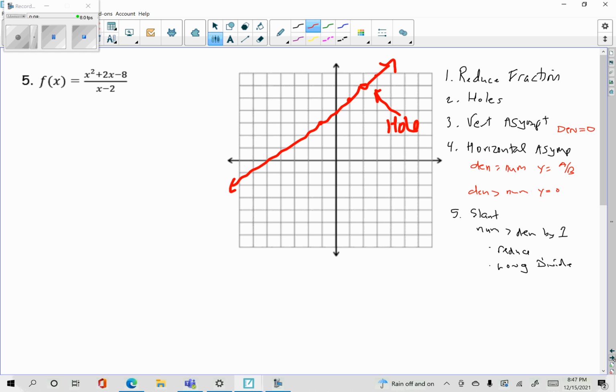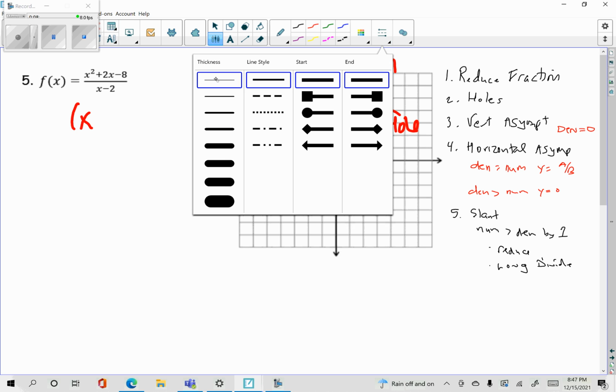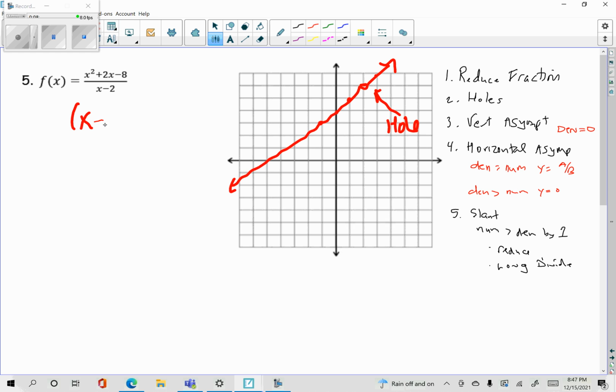This one does have a hole. Here's how you get your hole. We factor the top, x plus 4, x minus 2, over x minus 2. Look at that. They cancel. If they cancel, that's a hole. I have a hole at x is 2. So wherever x is on that graph, it's somewhere along this line, right there, there's a hole in our graph. Then we just keep going on with the same thing.